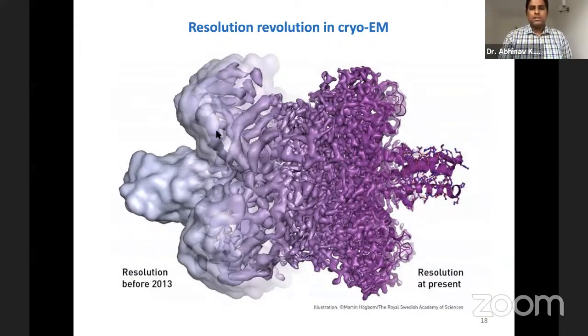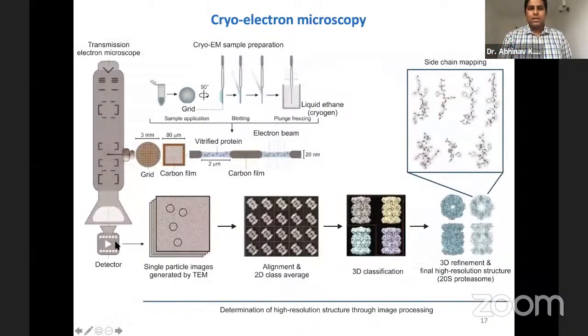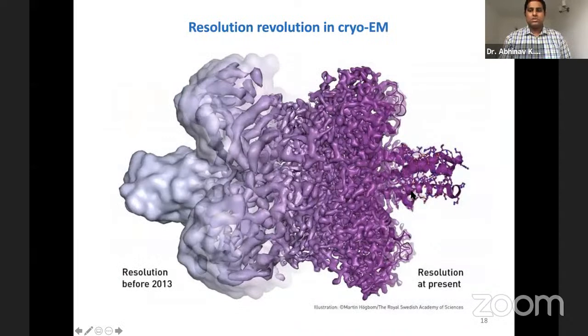But then there was something that happened after 2013, called the resolution revolution, that happened in cryo-electron microscopy because of the new detectors that can record the data, and advances in image processing. You can actually reach much higher resolutions, comparable to X-ray crystallography, and actually solve structures of molecules with very high confidence. So this was a game changer.